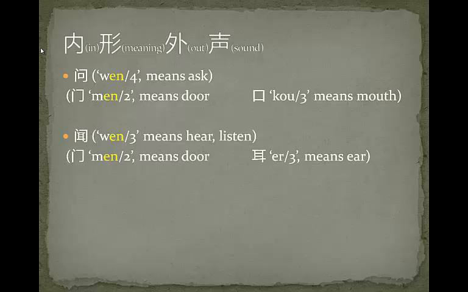Alright, next example. 闻. Sorry, it's a typo again. It should be second tone. 闻 means hear or listen. Again, the outer part is 门, the door. We borrow the vowel here, and the inner part is ear. 耳, third tone. It means ear. So only when you use your ear can you hear or listen, right?